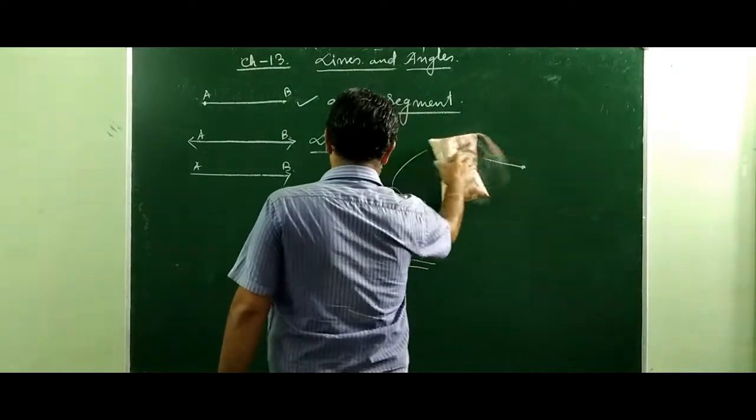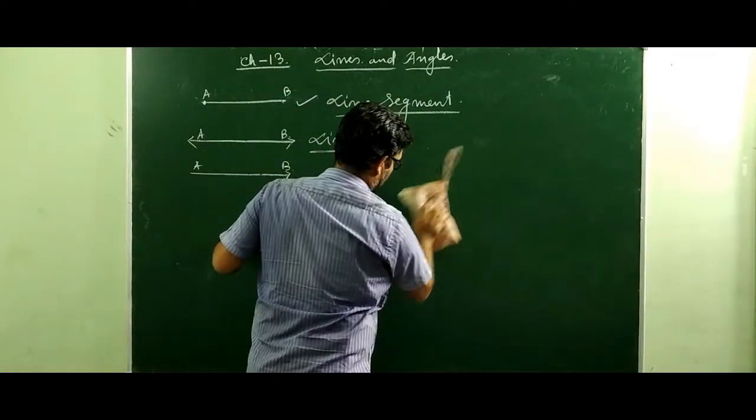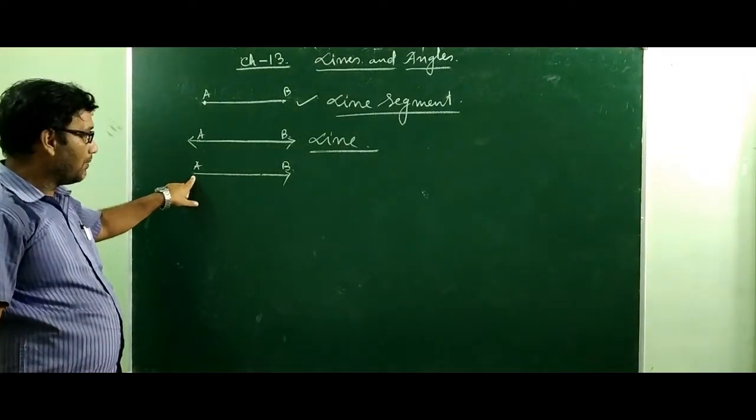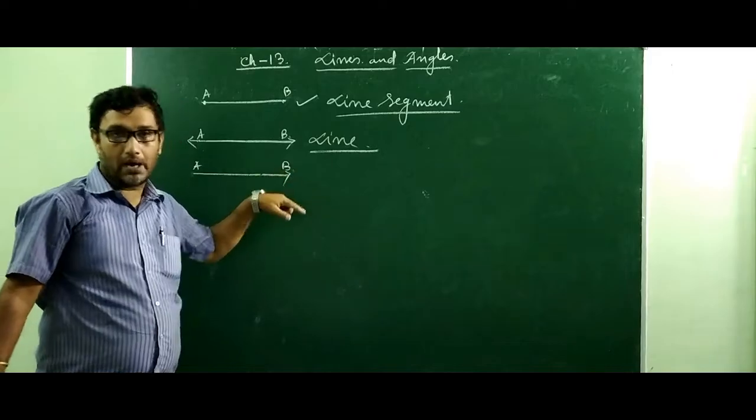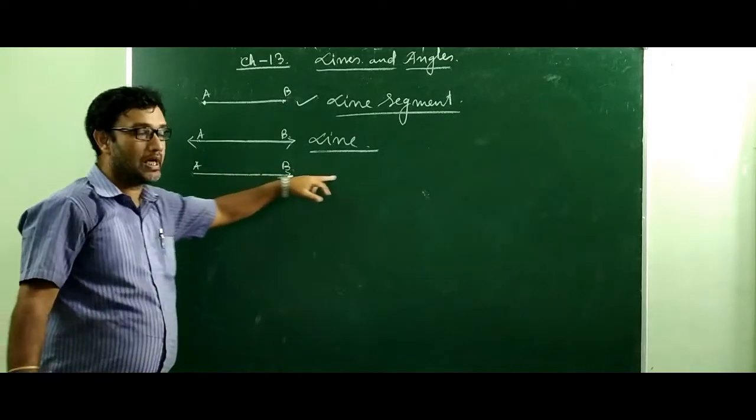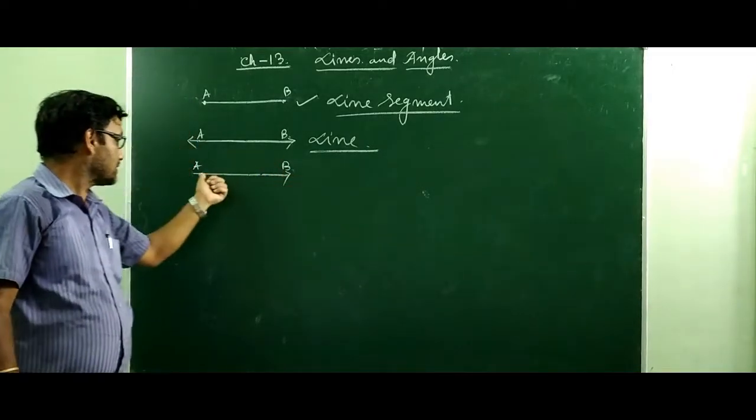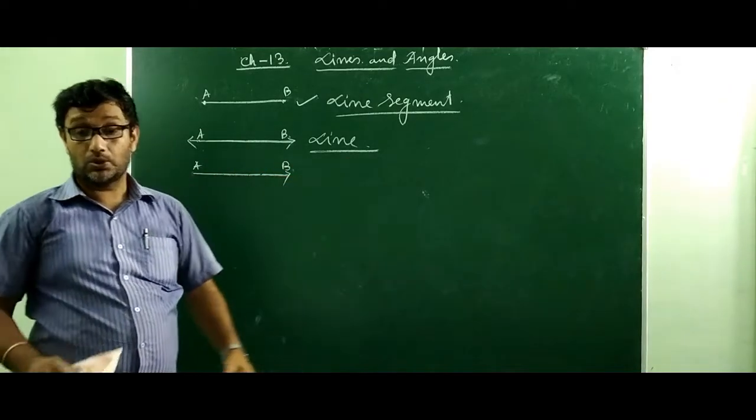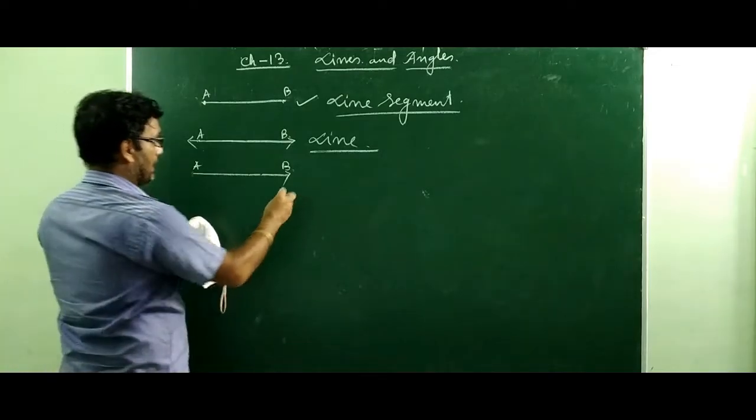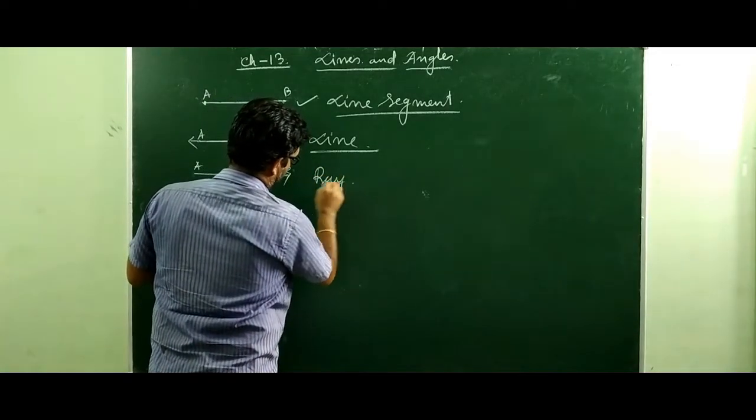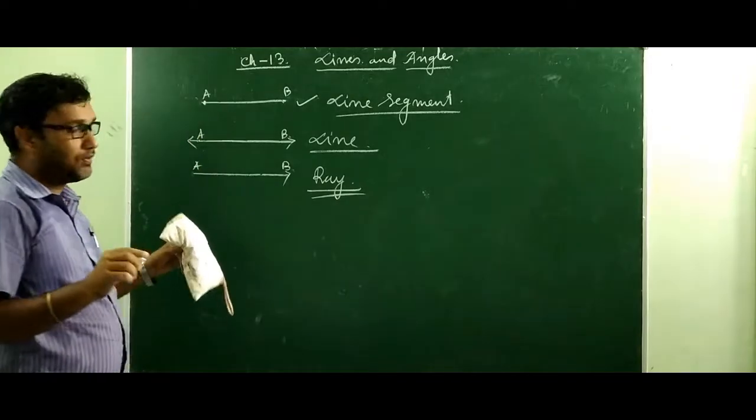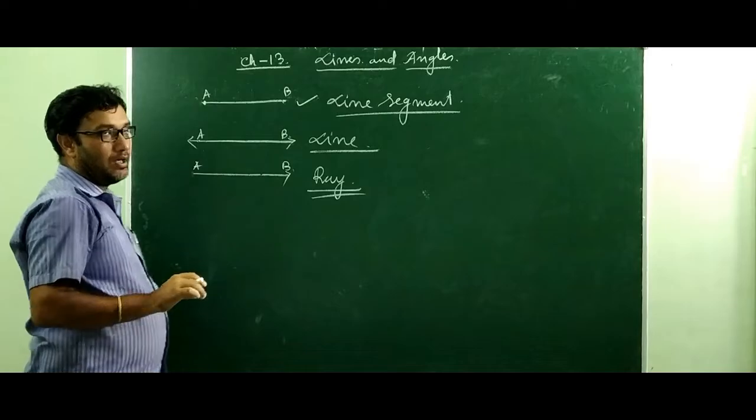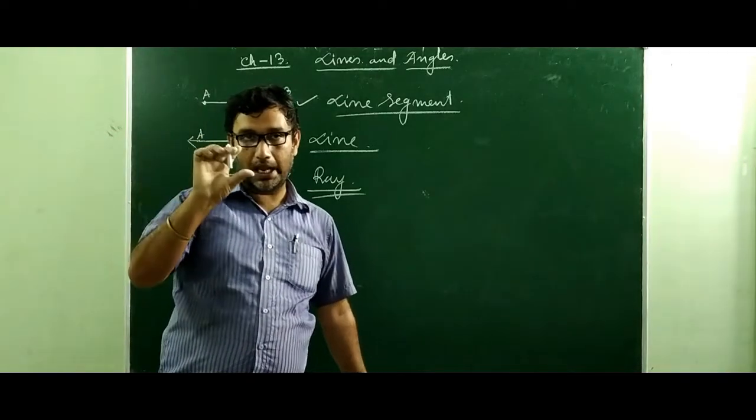But next, the third diagram. Here on this side your starting point is there, but at the ending point B an arrow mark is there. It means only this side you can extend it. You can't extend it this way. Only this way you can extend it. So this is called a ray, R-A-Y, ray.